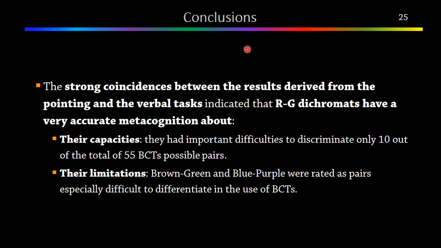And let's go with conclusions. We found strong coincidences between the results derived from the pointing and the verbal task, indicating that red-green dichromats have a very accurate metacognition about both their capacities. They have important difficulties to discriminate 10 of the total 55 VCT possible pairs, and also about their limitations. They rated as very difficult the brown-green and the blue-purple pair, and they were actually two pairs that were very difficult for them in the pointing task.